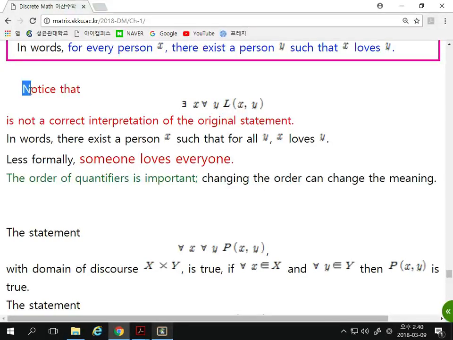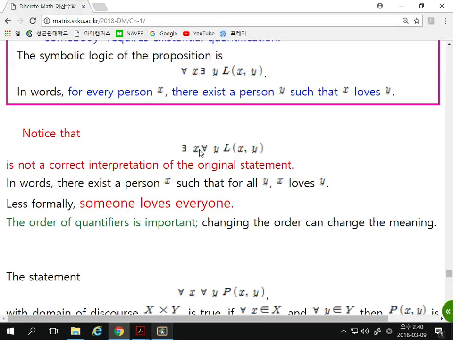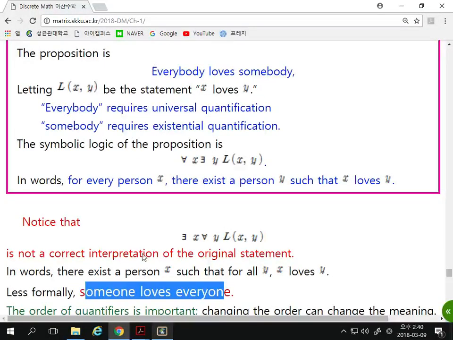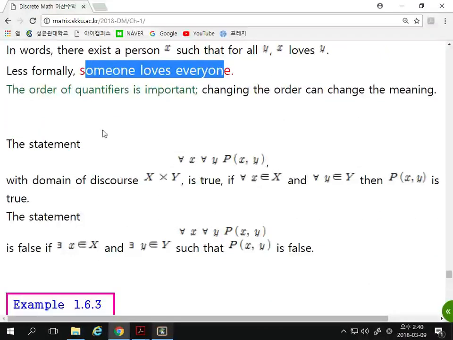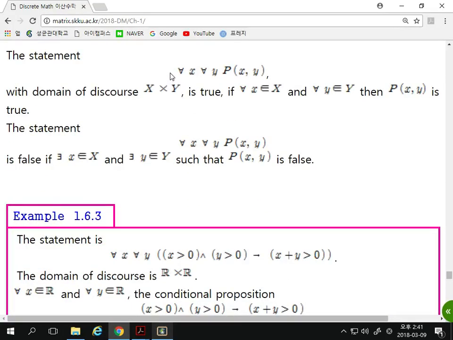Note that if we switch the universal and existential quantifiers, then this sentence is not a correct interpretation of the original statement, because this means there exists a person x such that for all y, x loves y, which means somebody loves everyone. So this does not have the same meaning. Everybody loves somebody is not the same as somebody loves everyone. When you switch the quantifiers, that makes a big confusion. So the order of quantifiers is important. Order is important.